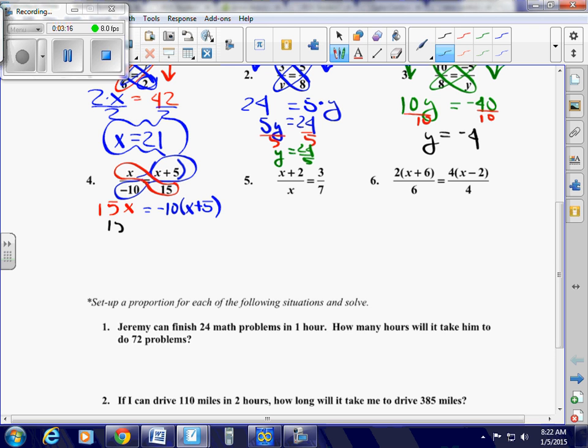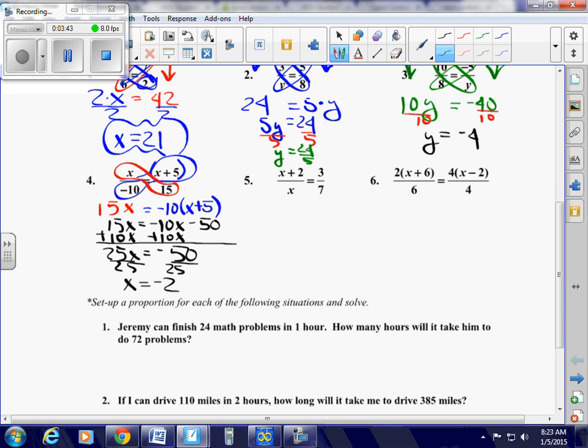So how do we solve this? We take 15x, that'll be equal to, now on the right side of the equal sign, we now have negative 10x, but it's minus 50. Adding 10x to both sides, we get 25x is equal to negative 50, and then dividing both sides by 25, we get x is equal to negative 2.